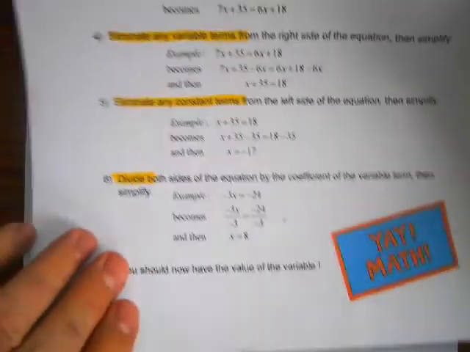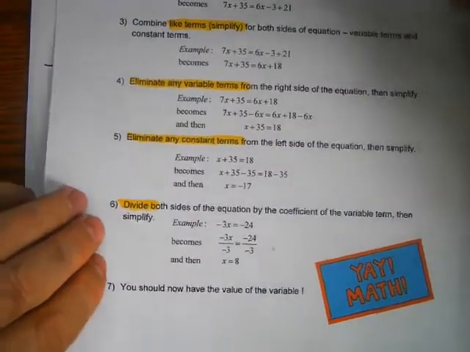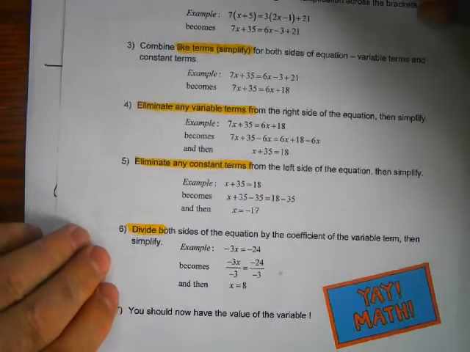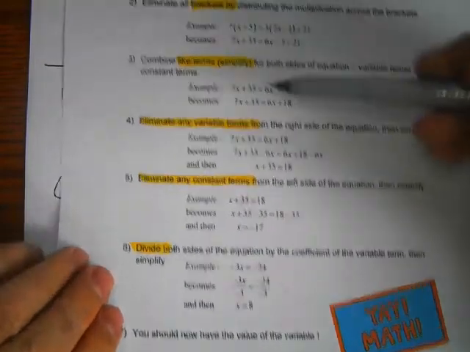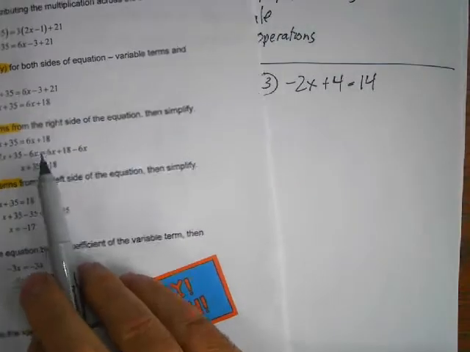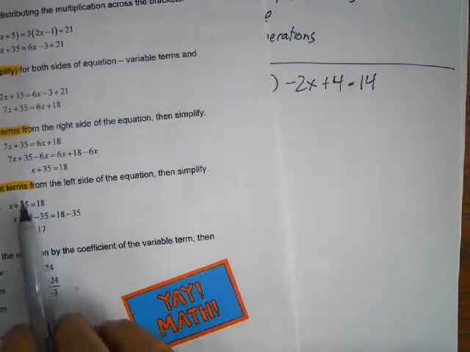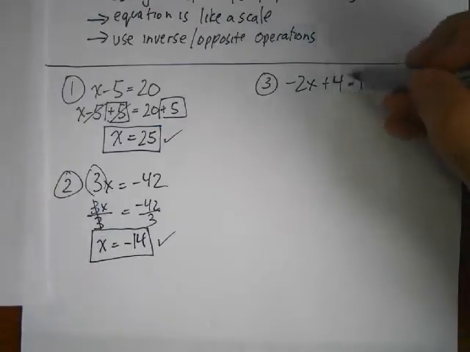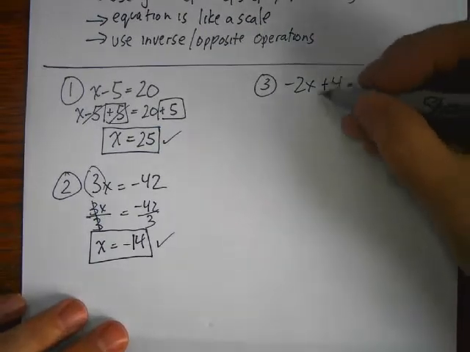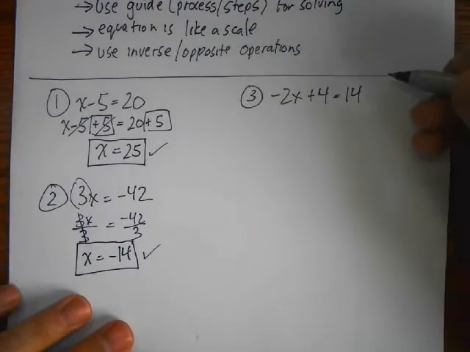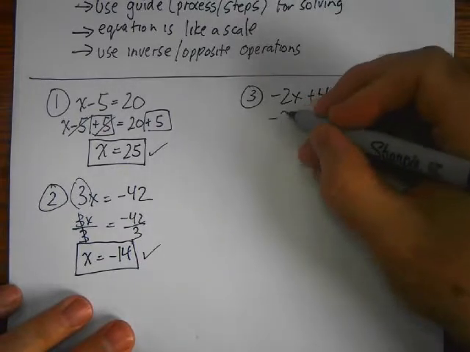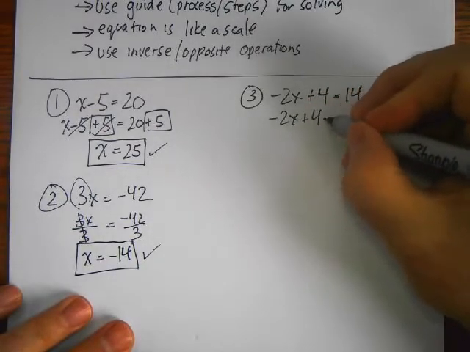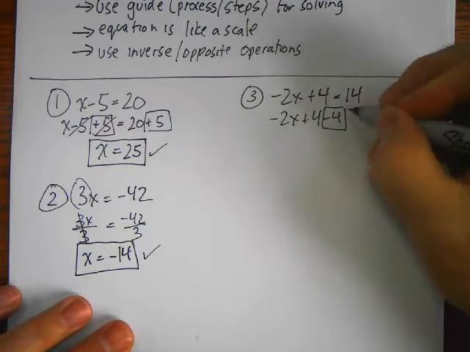So if I'm going through this checklist here, I don't have to do any of these first 3 steps. I don't have to do the 4th one because there's no x over here. But the 5th one, I want to eliminate the constant term, the plus 4. So I'm going to do that by the opposite of adding 4, which is subtracting 4. So we're going to subtract 4 from both sides.